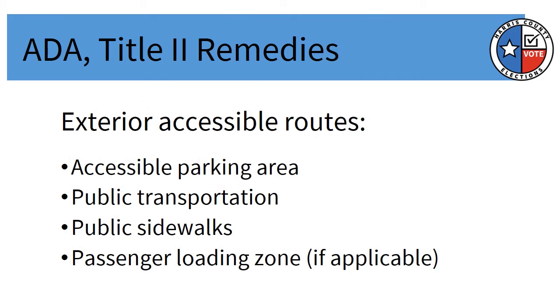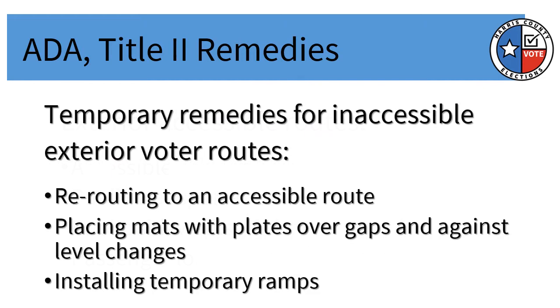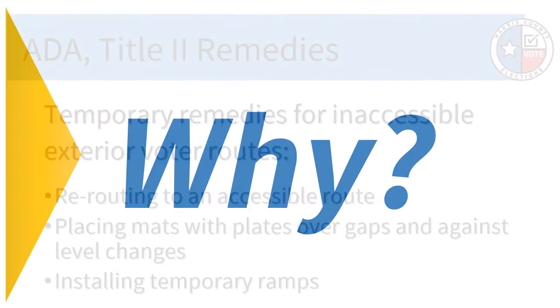Exterior accessible routes must include routes from the accessible parking area, if parking is provided, from public transportation, if a stop is close by, from public sidewalks, if they connect to the property, and from the passenger loading zone, if there is one. Temporary remedies for inaccessible exterior voter routes include rerouting to an accessible route, placing mats with plates over gaps and against level changes, or installing temporary ramps.